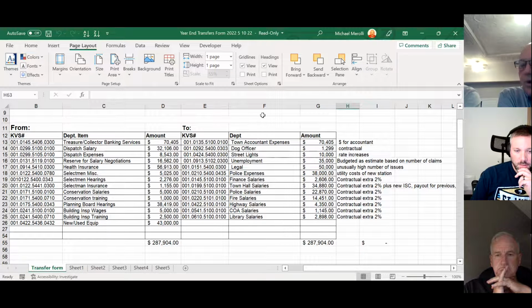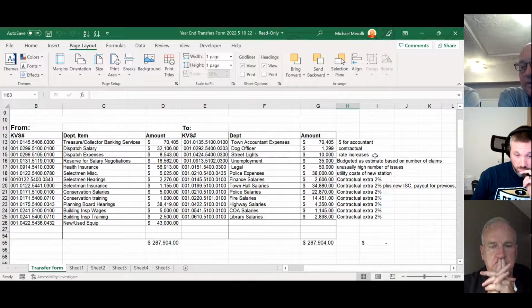Again, dog officer, we're going to a different regional dog officer. So this is just contractual. This is how much additional it's going to be. 10,000 is because of the rate increase for electricity for streetlights. Unemployment, we're anticipating it's going to be 35,000 more than we budgeted because of people who left this year.